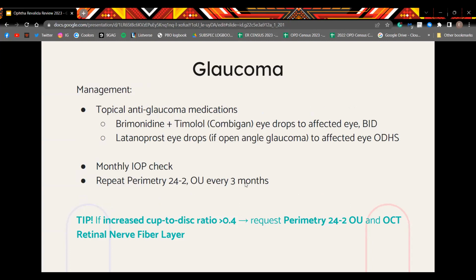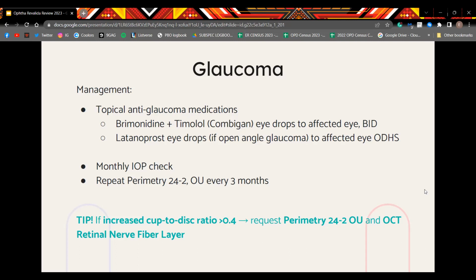No? So, halimbawa, nakita nyo sa direct ophthalmoscopy may increased cup to disc ratio of more than 0.4. Ayun, i-include nyo na sa management nyo na magre-request din kayo ng perimetry and OCT. So, for glaucoma patients, usually management would be to try topical muna, medical, no? In the form of Combigan and latanoprost if open angle. And you also ask a patient to come back monthly for IOP check. So repeatedly ina-assess yung intraocular pressure ng patient to make sure na controlled, no?